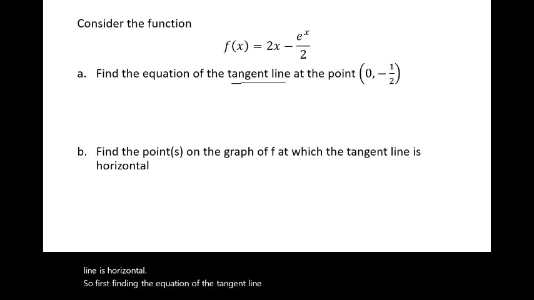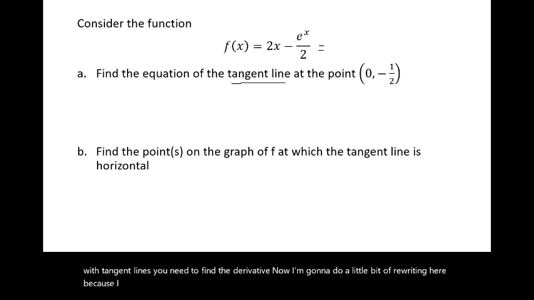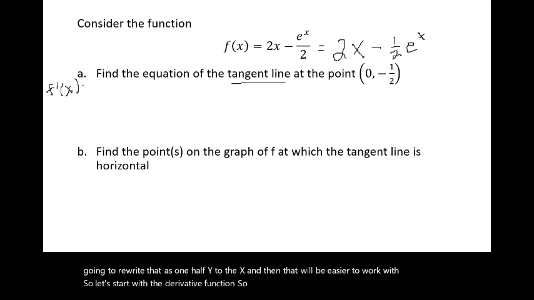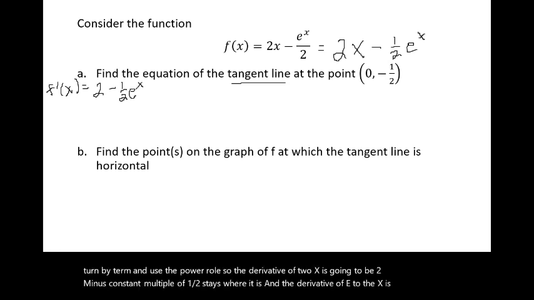Anytime you are asked anything to do with tangent lines, you need to find the derivative. Now I'm going to do a little bit of rewriting here because I see this e to the x over 2, and again, quotient rule is not the most fun to use. So I'm just going to rewrite that as 1/2 e to the x, and then that will be easier to work with. So let's start with the derivative function. The derivative function f prime of x, I'm going to go term by term and use the power rule. The derivative of 2x is going to be 2, minus the constant multiple of 1/2 stays where it is, and the derivative of e to the x is itself, e to the x.